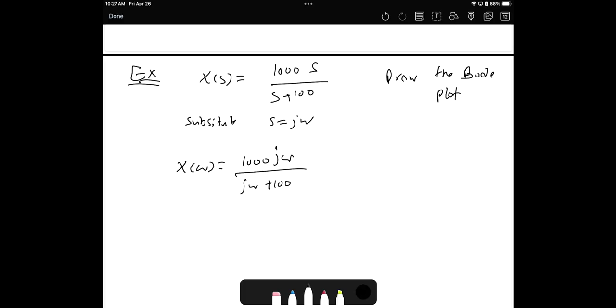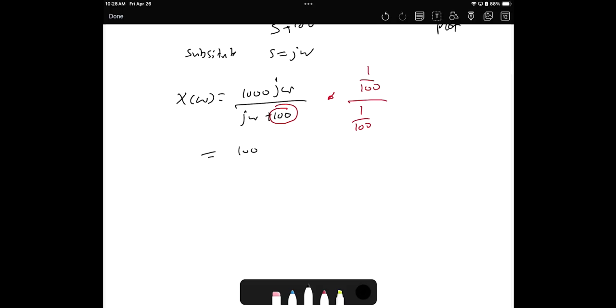Okay? Now, it is not in the standard format that we know from the four cases, 1 plus j omega over something, right? That's what it's supposed to be. It's still not 1 over j omega because those constants are not 1. Our idea is to make this constant 1. How to make this constant 1? Multiply and divide by 1 over 100. Again, the key is to make the constant 1. So what will happen? 1000 divided by 100 will make it 10 times j omega divided by j omega over 100 plus 1.